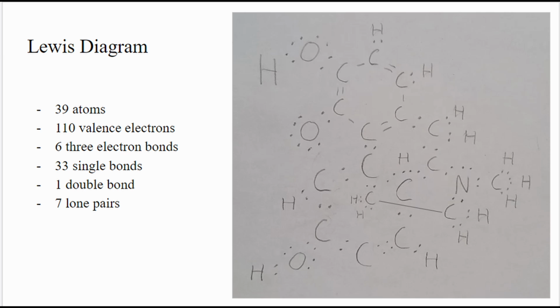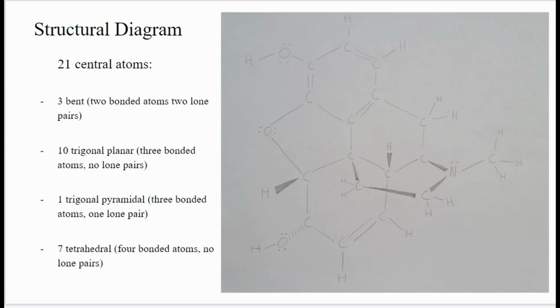Now, there are 33 single bonds within morphine. That makes up the bulk of the total bonds. There is one double bond, which you can see near the bottom of the diagram, bonded between 2 carbons. And there are 7 total lone pairs, 6 of which belong to the 3 oxygens of morphine, and 1 belonging to the lone nitrogen.